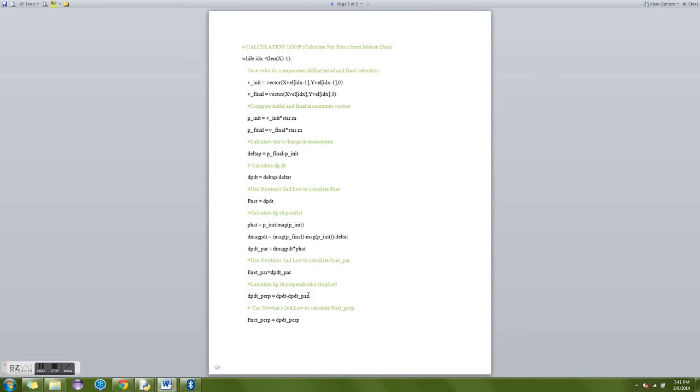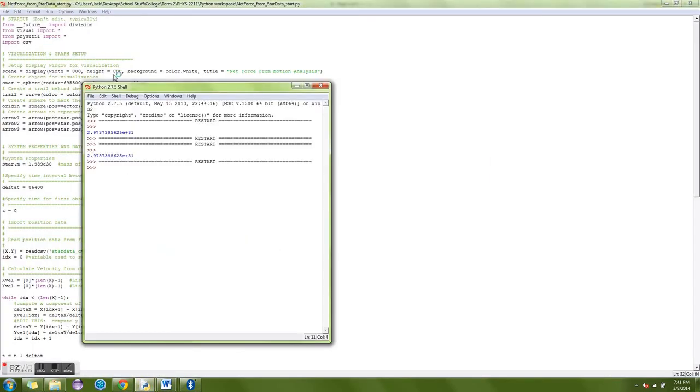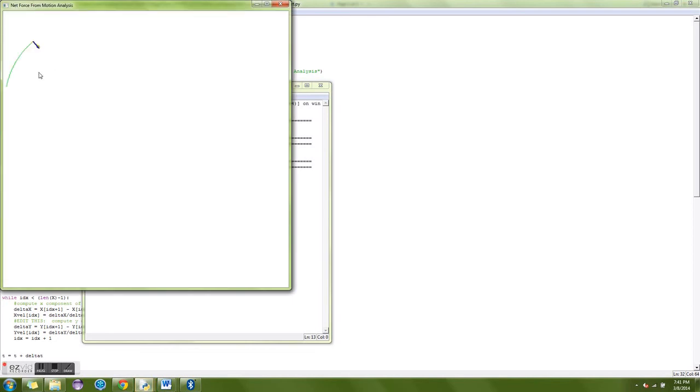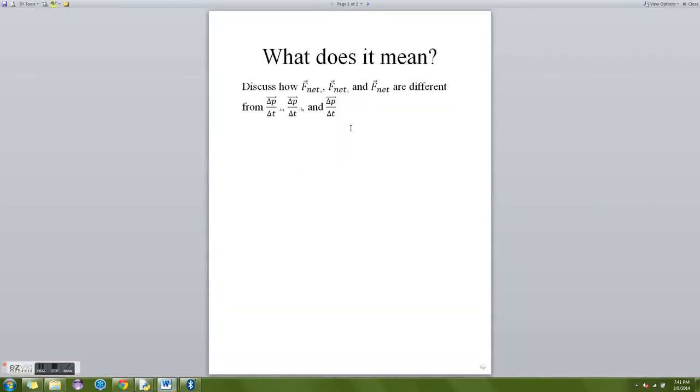And now we can calculate the perpendicular by subtracting the parallel from the whole, and of course set the net force in the perpendicular to the change in momentum in the perpendicular, once again thanks to Newton's second law. Now we can see a quick run of the program here. We'll have our black arrow, which comes up here, as our parallel force vector, and our blue arrow being our perpendicular force vector, and our yellow arrow being our total net force vector towards the black hole from the star. So now we move on to our discussion of our what if and what does it mean questions.